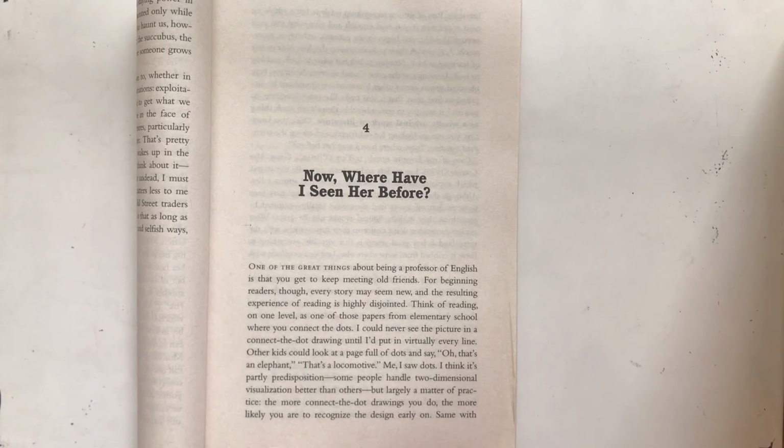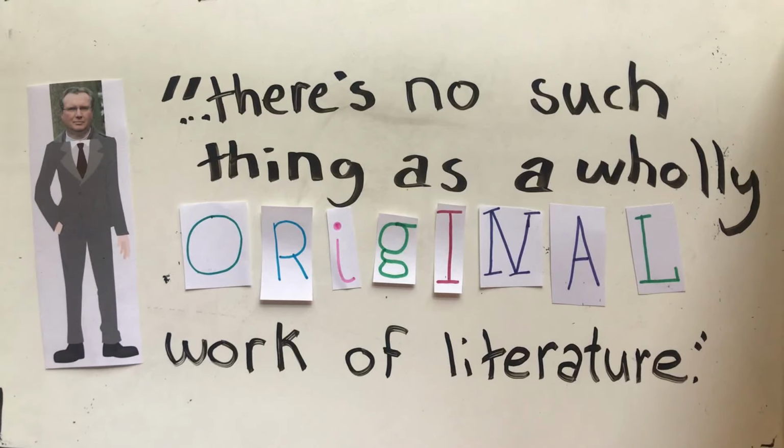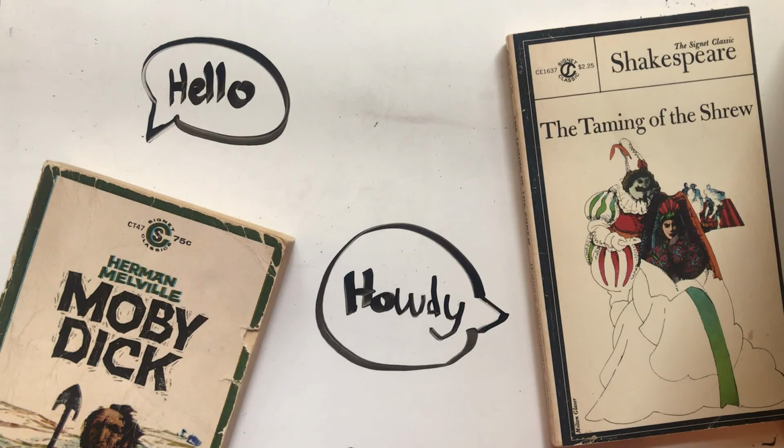Chapter 4 is Now Where Have I Seen Her Before? The chapter discusses how reading widely allows one to discover patterns within and between books. Foster declares that there is no such thing as a wholly original work of literature, because all stories are talking to one another across time and space.